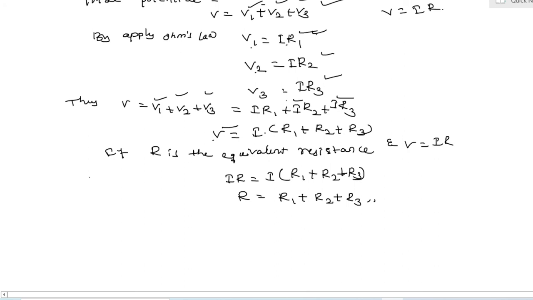If R is the equivalent resistance, R is termed as what? Equivalent resistance, and V is equal to I into R. Here R is equal to V by I. It means I gets cancelled, and left here only R1 plus R2 plus R3. Resistance in series, RS is equal to R1 plus R2 plus R3.